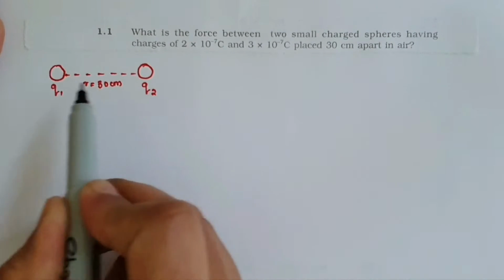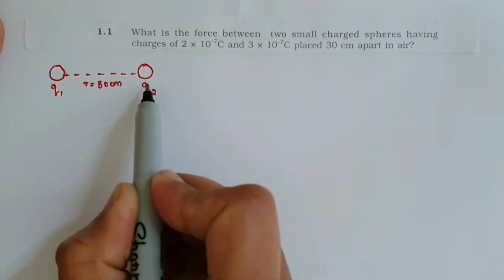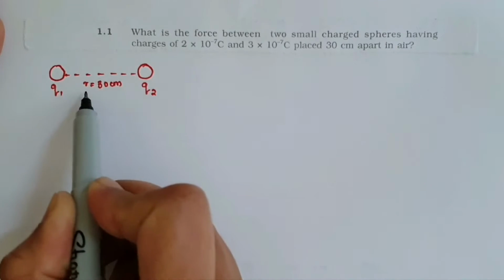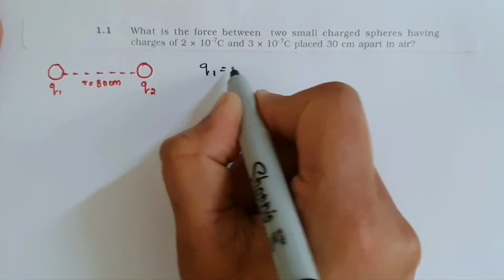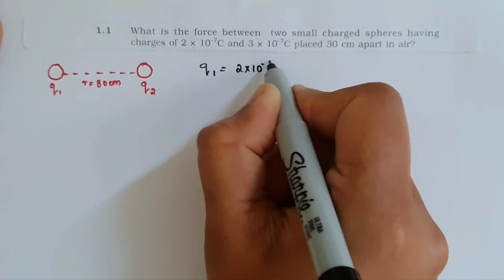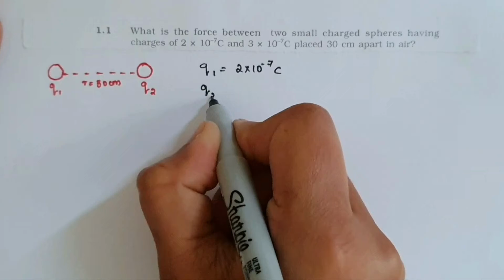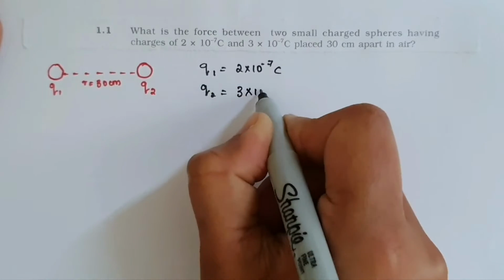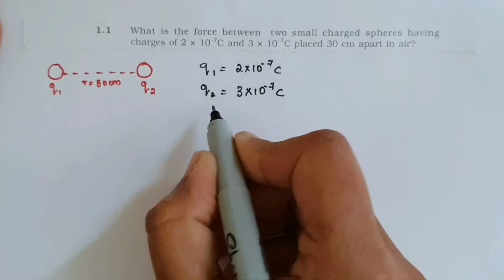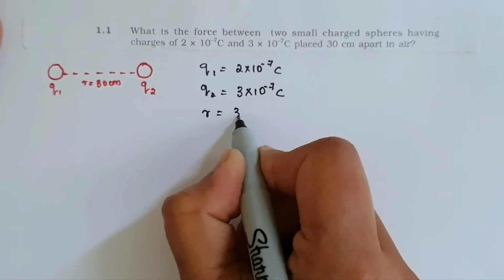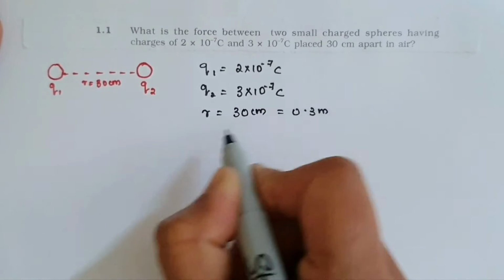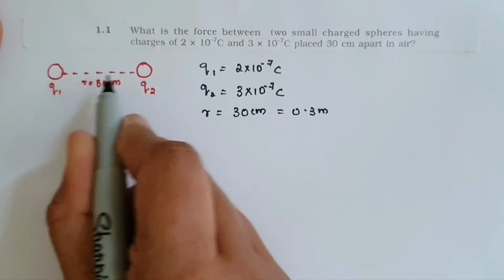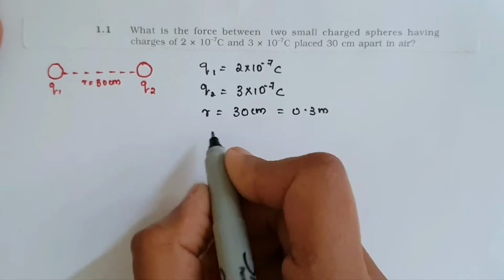Consider two small charged spheres Q1 and Q2. They are separated by a distance r equal to 30 centimeter. Given Q1 equal to 2 × 10^-7 coulomb, Q2 that is 3 × 10^-7 coulomb, r that is 30 centimeter, this is equal to 0.3 meter. Now we have to find the force between these two small charged spheres.